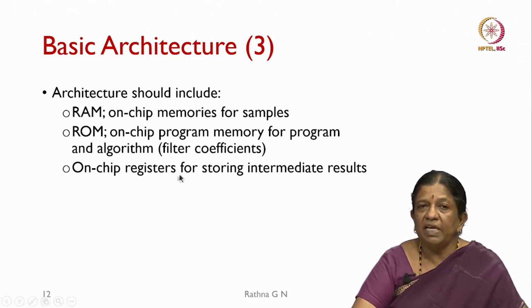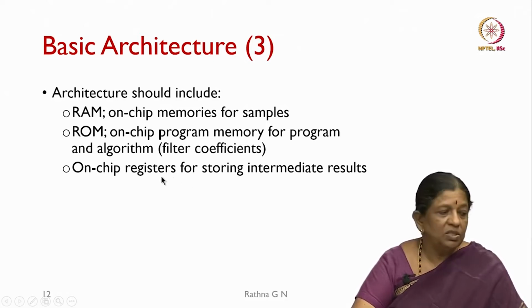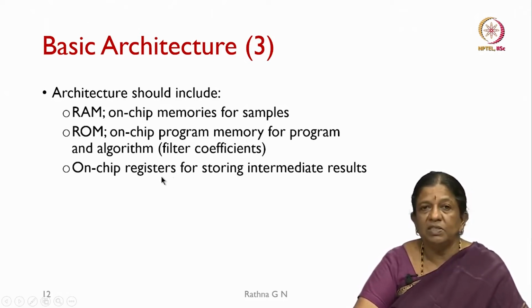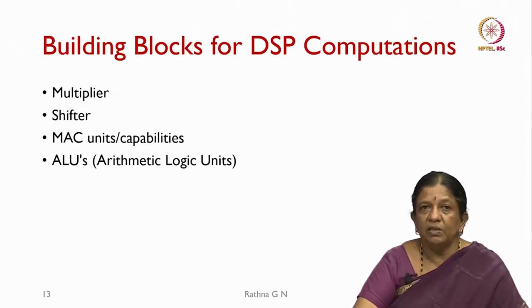So, we want to have everything faster. So, we say that we can store the intermediate results in registers, which are much closer to our architecture. Basically, we will say it as our DSP chip. So, the building blocks for our digital signal processing computations are multiplier, shifter and MAC units, their capabilities, and the last one, not the least one, we will say it as ALUs, that is arithmetic logic units.